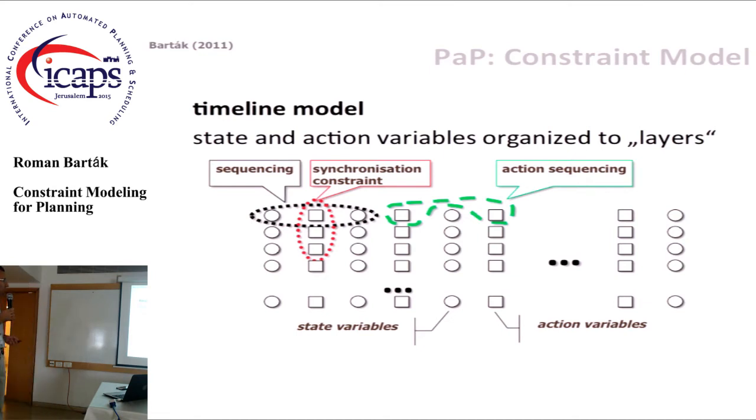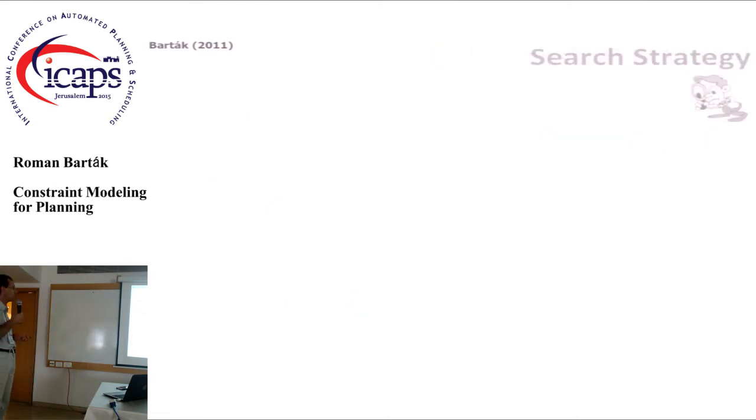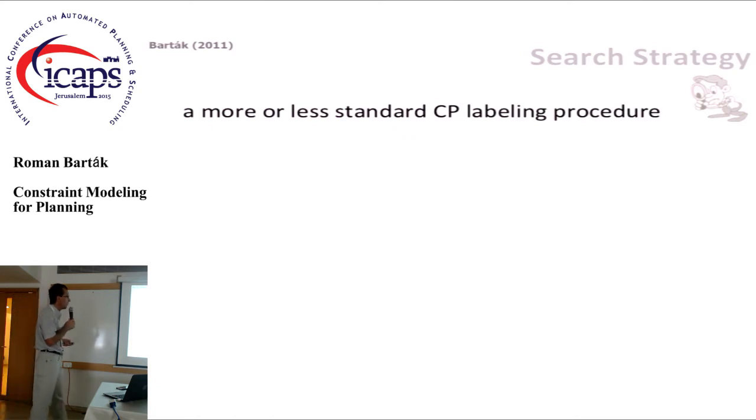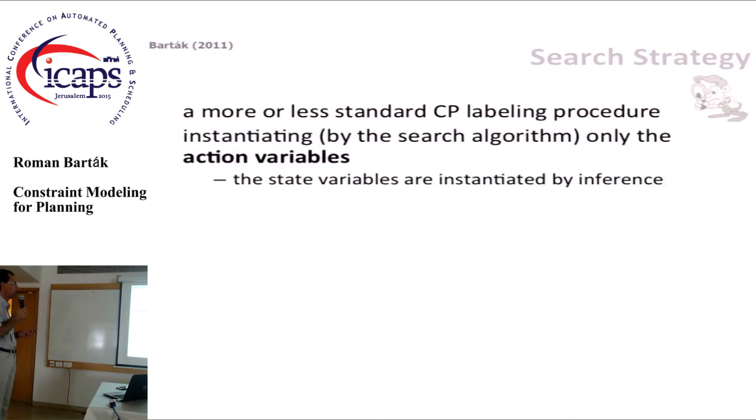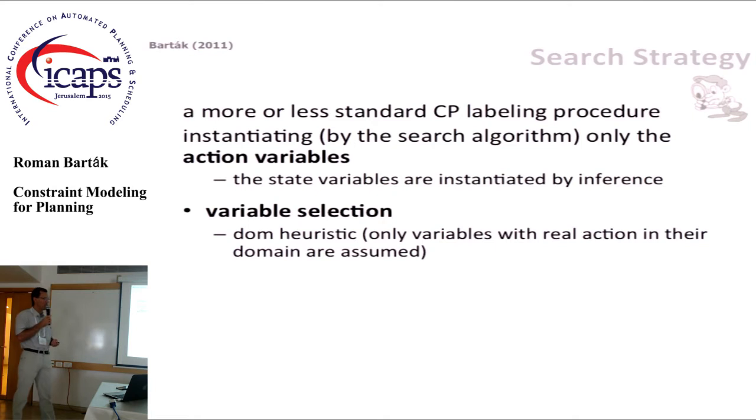So this is a PUP model. How is it working? Yeah, the search strategy. For this model, we use more or less a standard labeling procedure. We just instantiate the action variables, not the state variables like before. They are instantiated by the inference. And for the variable selection, we use the classical DOM heuristic, meaning variables with the smallest domain are selected first.